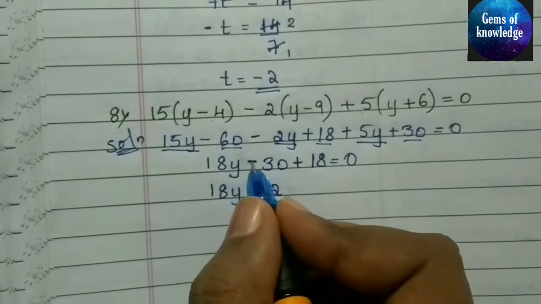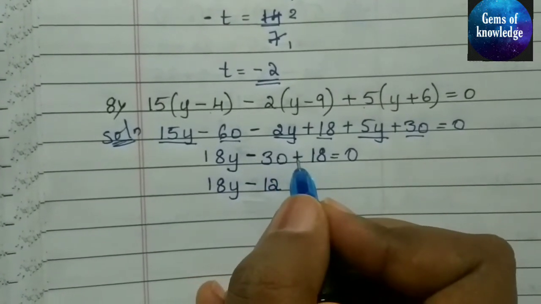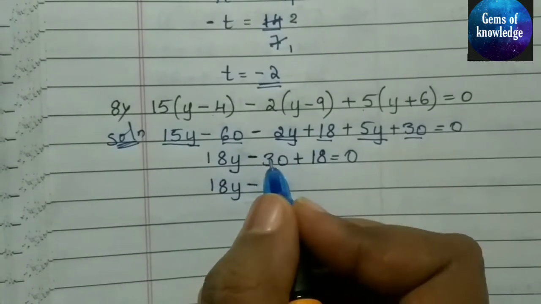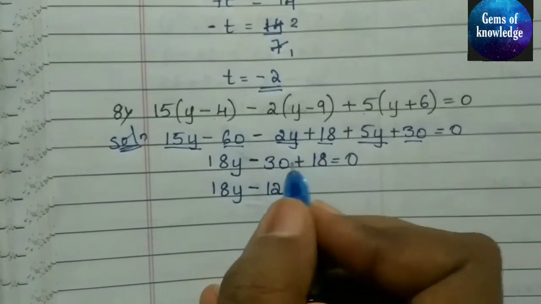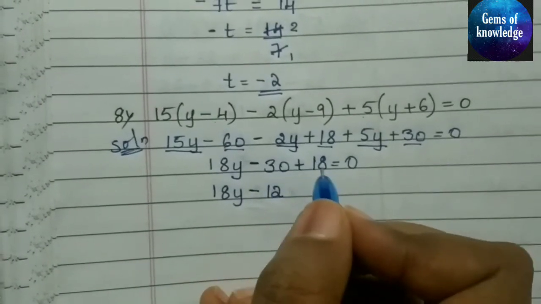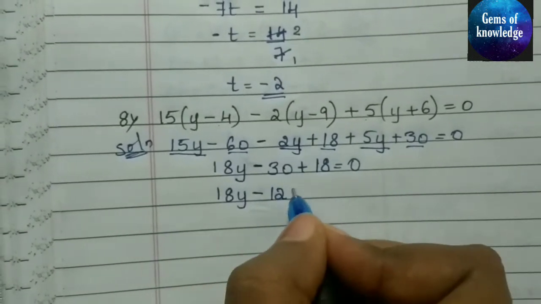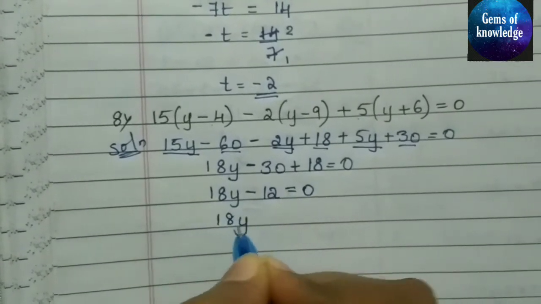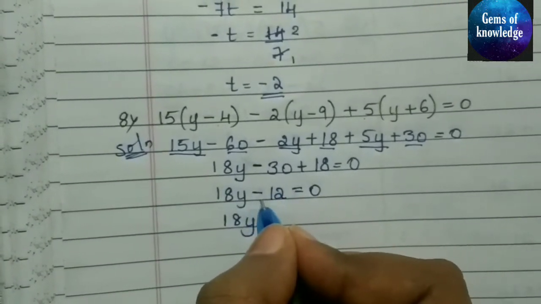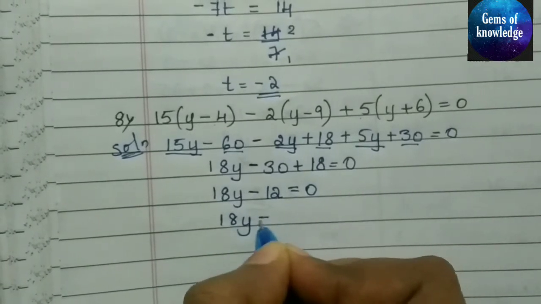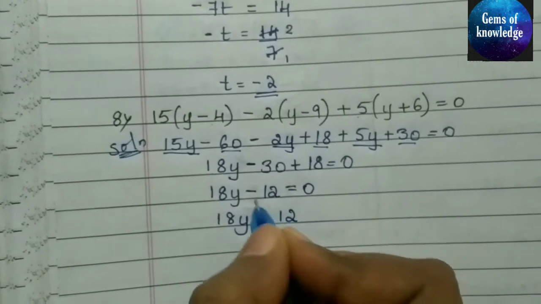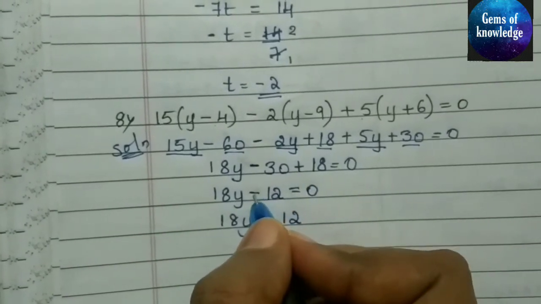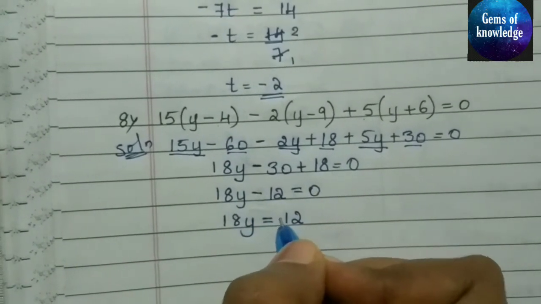Okay, so again we are having one minus sign and one plus sign. So we have to keep the greater number's sign, that is minus, and always subtract. That is 30 minus 18 is nothing but 12, which is equal to 0. So next, 18y, now we will move this 12 to the right side. When it is moved from left to right side, the minus sign becomes the plus sign, so we get equal to 12.